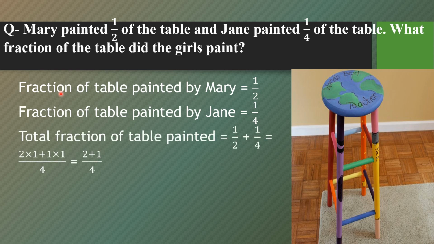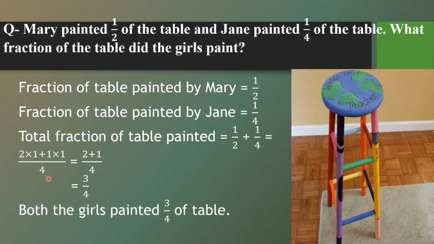Very simple. Add the two fractions, 1 by 2 plus 1 by 4, and we know that the LCM of 2 and 4 is 4. So we will write 4 here and we will solve this. 2 2s are 4. So we will write 2 here, multiply this numerator 1. Plus 4 ones are 4. We will write 1 here and multiply 1. So it is 2 ones are 2 plus 1 ones are 1. It means 2 plus 1 by 4, which equals 3 by 4. And we can write the final answer like this. Both the girls painted 3 by 4 of the table.